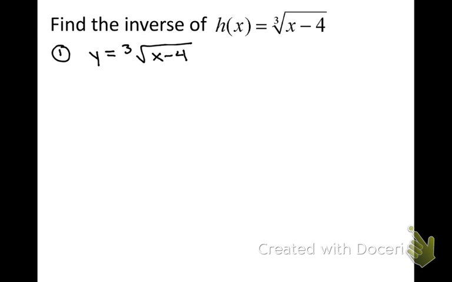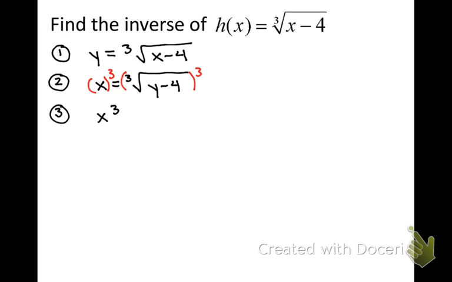Now in step 2, I'm going to switch my x and my y. So now I'm going to end up with x equals the cube root of y minus 4. All right, now in step 3, I need to resolve this equation for y. How do I undo a cube root? I cube it. So I'm going to cube both sides here. Now, on the right-hand side of my equation, my cube and my cube root are going to undo each other, and I'm going to be left with x cubed equals y minus 4.